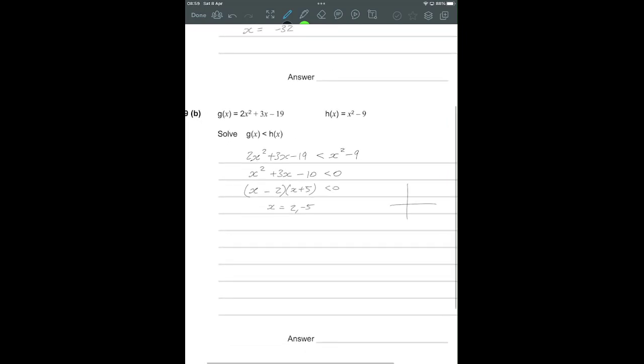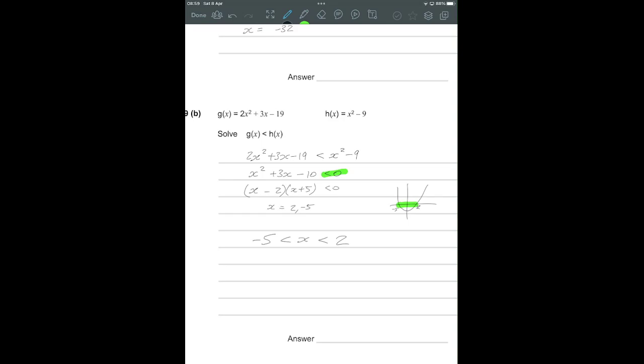The technique now is to draw yourself a very quick quadratic. It is a positive quadratic with roots at negative 5 and 2. We want where the curve, we're looking at this bit here now, is below the x-axis, so I'm looking for that region there. So my answer is negative 5 is less than x is less than 2.